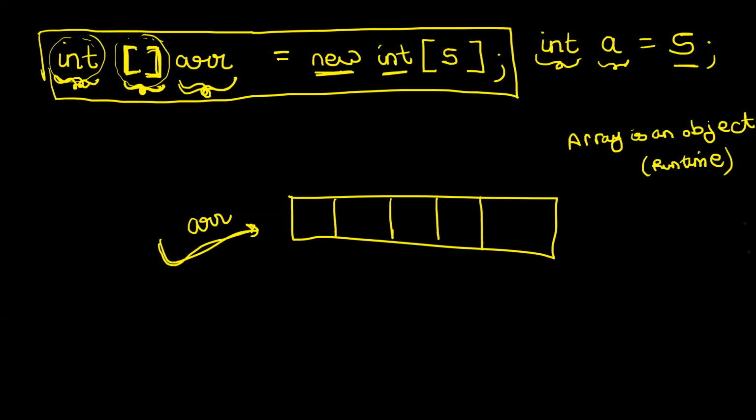And when I say equal to new int 5, what will happen during runtime? A new array object will be created. What is this new keyword? This new keyword is telling me to create a new array object. The size of the array object will be 5, so this array will be sufficient to hold 5 integers. And the pointer or reference to this array will be arr. Yes, you can write the brackets before the variable name or after the variable name also. Both are fine.